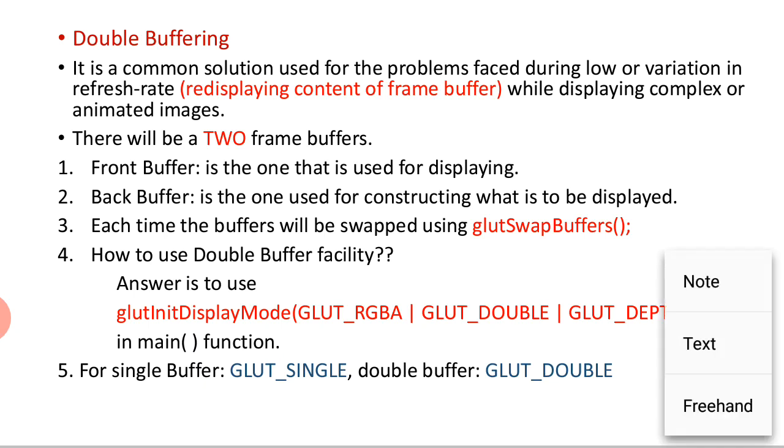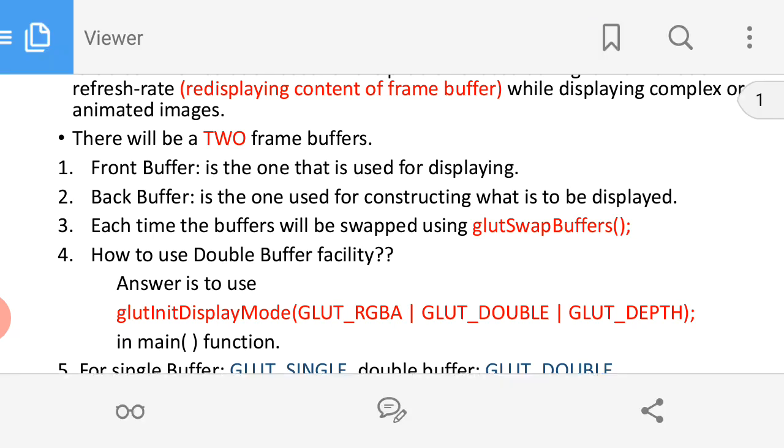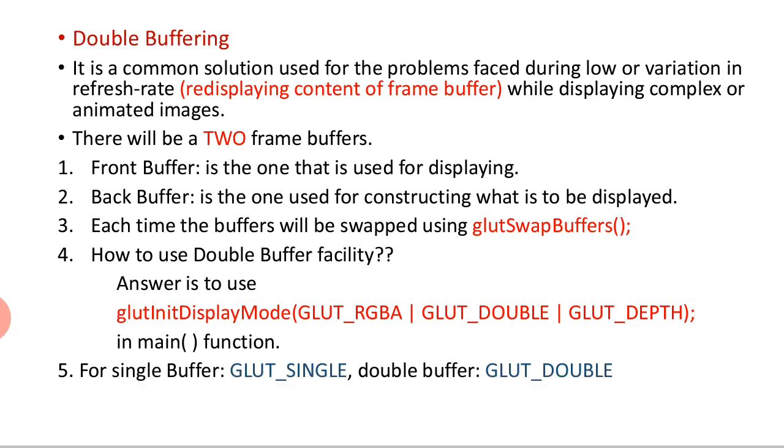Anyway, here our concentration is on double buffering. So, to use the double buffer, once again I will repeat, you have to use this function glutInitDisplayMode. Under that you have to use the constant GLUT_DOUBLE, and this function should be used in the main function. If you want to use the single buffering, GLUT_SINGLE is available, and this is for double buffering. Also do not forget to use glutSwapBuffers. This is the actual purpose of using the double buffering facilities. I hope the concept has been cleared over here.